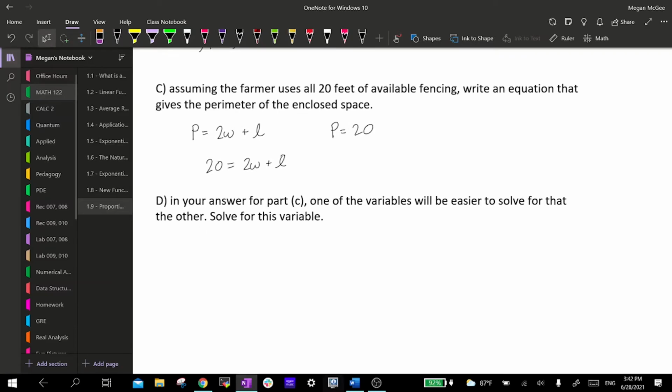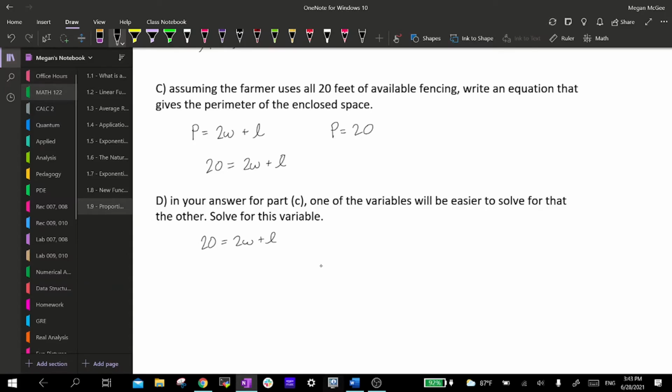All right, part D asks us to solve for one of the variables in part C. It specifically says one of the variables will be easier to solve for than the other. And honestly, both of them are pretty simple, right? If we take a look at it, it doesn't seem too challenging. But which one might be a little bit simpler? If we have 20 is equal to 2 times W plus L, whenever we have to solve for something, we need to get it by itself, right? Well, L is already pretty close to being by itself. All we have to do is move that 2W out of the way, right?